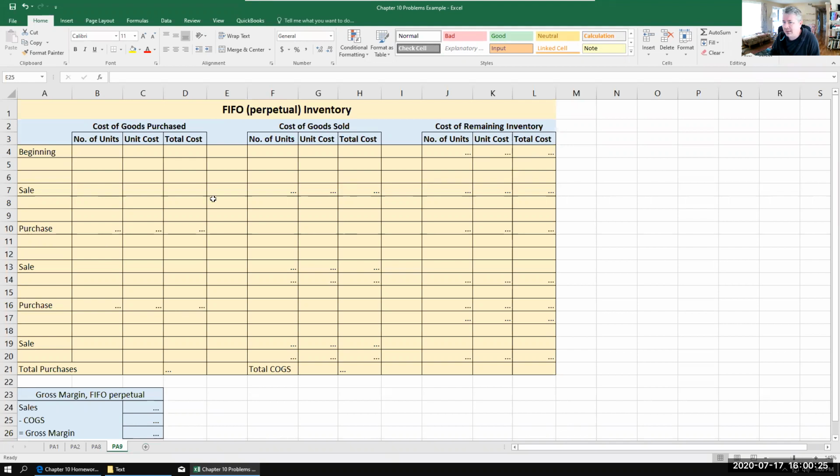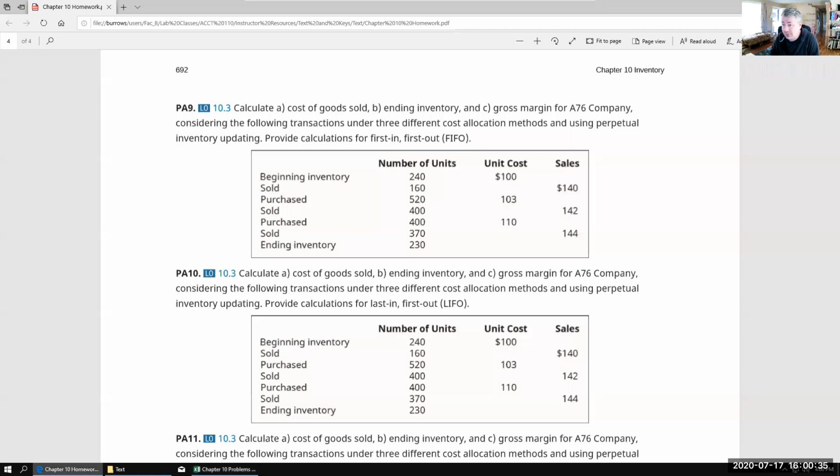So, do we have beginning inventory? That's your first question. If you didn't have any, it's 0, 0, 0, because there wouldn't be any. But let's go back and check. In this case, we do have a beginning inventory. We have 240 units at a unit cost of $100.